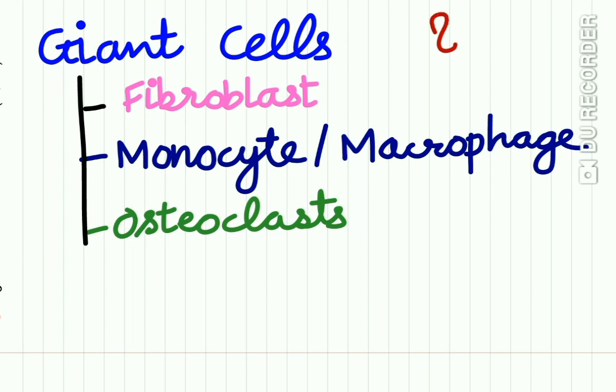Now, where do these giant cells come from? There is a dispute among the investigators. Some say that they are of fibroblastic origin. Few say that they are of monocyte or macrophage origin, while others say that they are of osteoclastic origin.